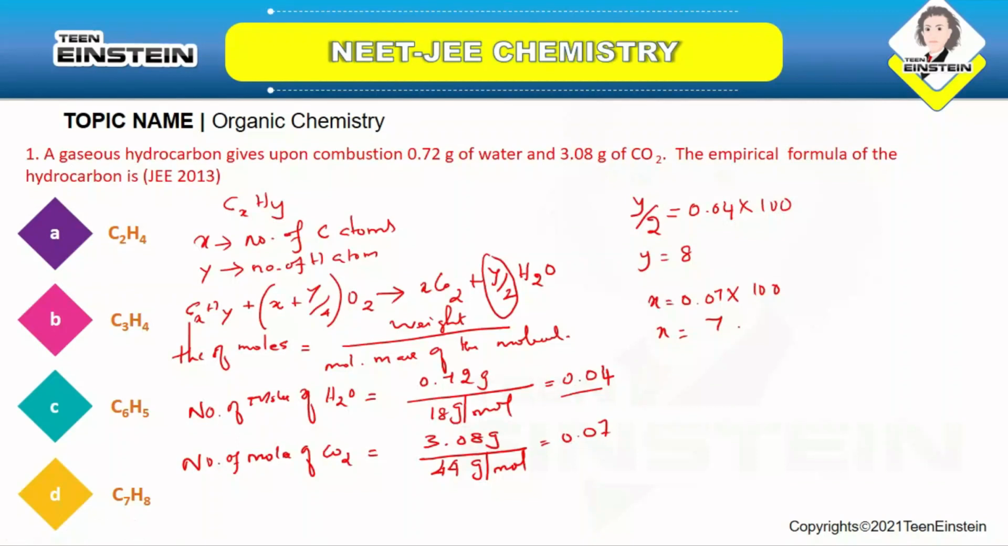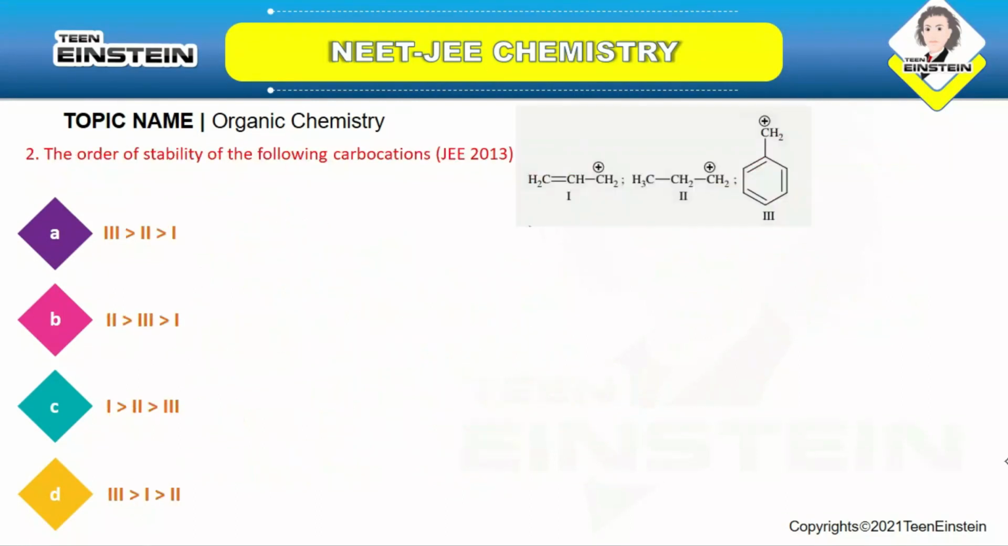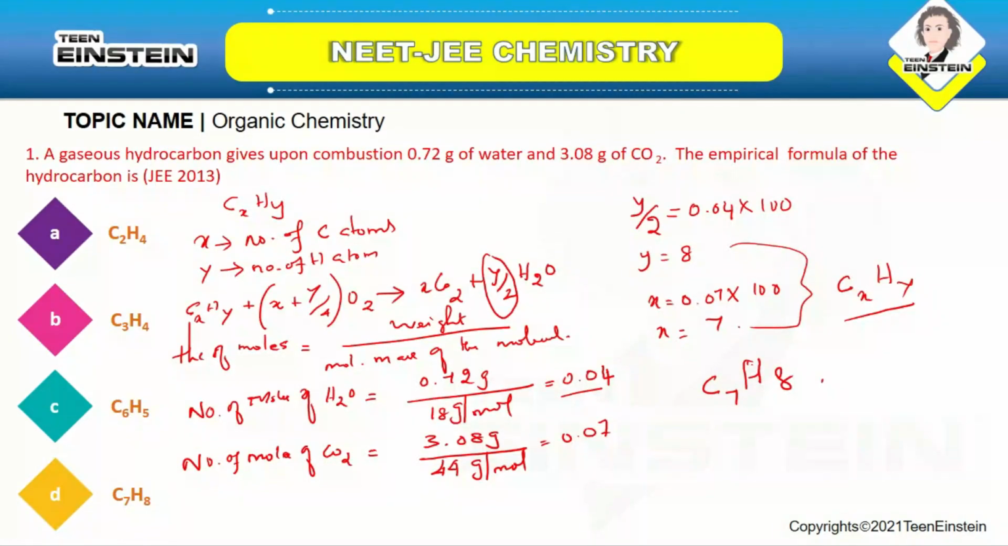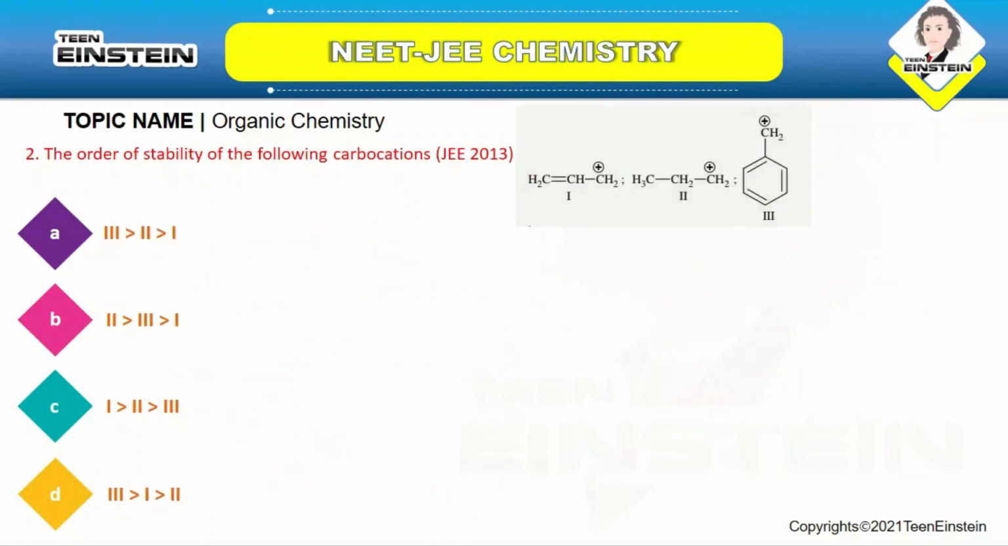So substitute these values in CxHy, that is the unknown hydrocarbon. So here the empirical formula is C7H8. So the empirical formula of the hydrocarbon is C7H8. So the correct option is option D. Move on to the next question.